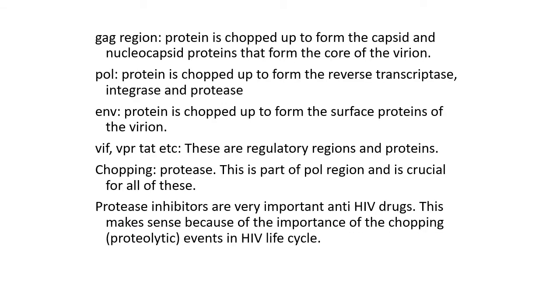Okay, so the GAG region becomes the capsid and nucleocapsid. Pol forms reverse transcriptase, integrase, and protease. ENV will form the surface proteins of the virion, and then the regulatory proteins are actually translated separately. One important feature is that these proteases are very important for the virus, obviously, and that's why protease inhibitors have become really crucial anti-HIV drugs, because the virus needs this protease to produce its active reverse transcriptase, for example, in order to continue the life cycle. So these are very effective inhibitors.